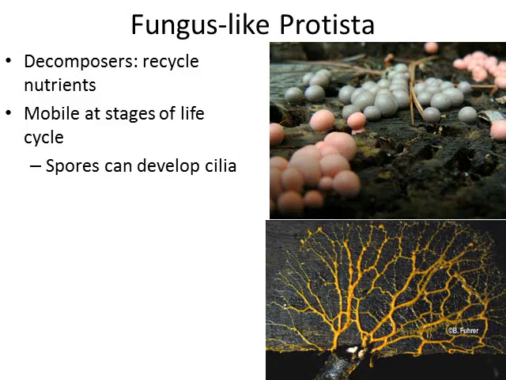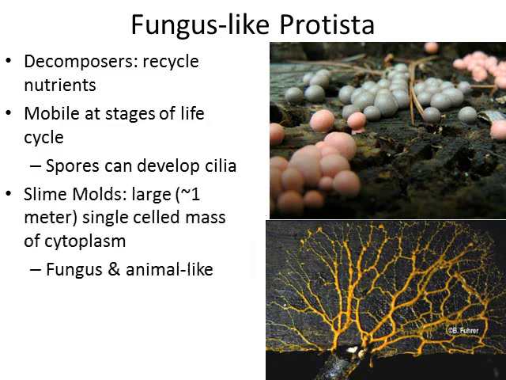The spores actually have little cilia on them and are able to swim around. So these things, even though they live on dry land, if their spores land in damp soil, the spores have cilia and can swim around a bit, and then eventually develop into some of the organisms that you see in the pictures. So there are two big categories of fungus-like protista I want to mention, and we're just going to mention a few brief facts. One category is called the slime molds, and that's what you see pictured here.